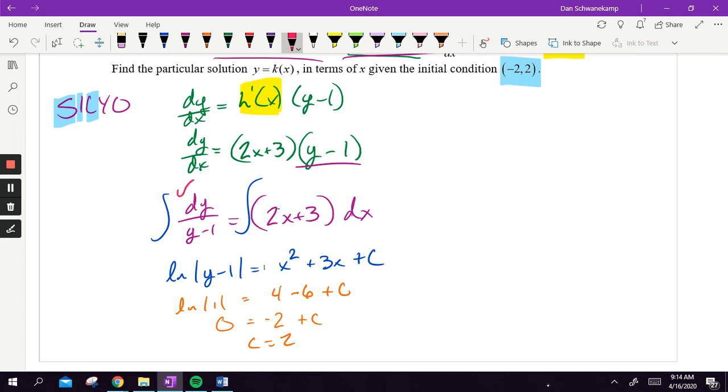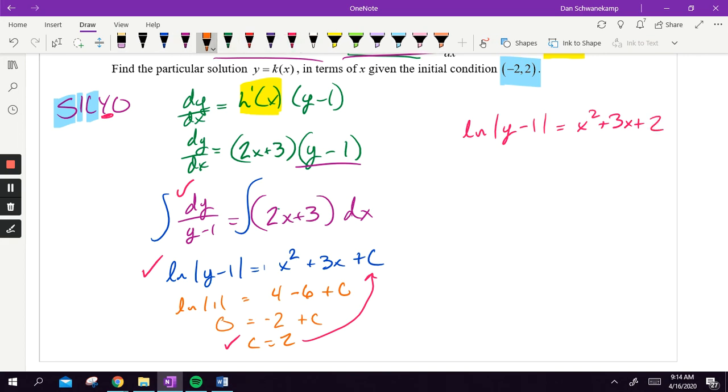1 point if you separated correctly, 1 point if you integrated, 1 point if you solved for c, and then your fourth and final point is going to be solving for y. So let's do that. So we're taking this 2, we're plugging it back in right there. The natural log of y minus 1 is equal to x squared plus 3x, no, not plus c anymore, let's go plus 2. Okay?